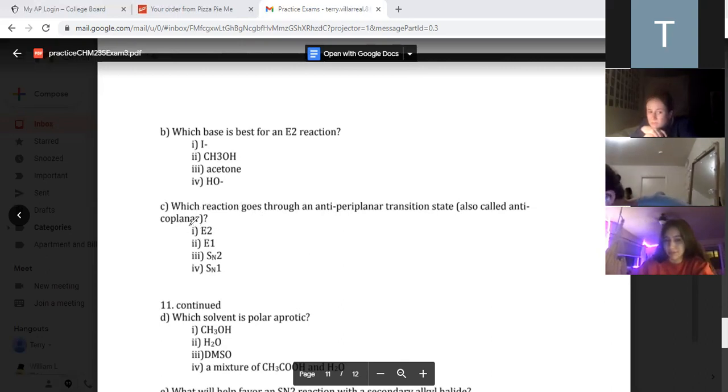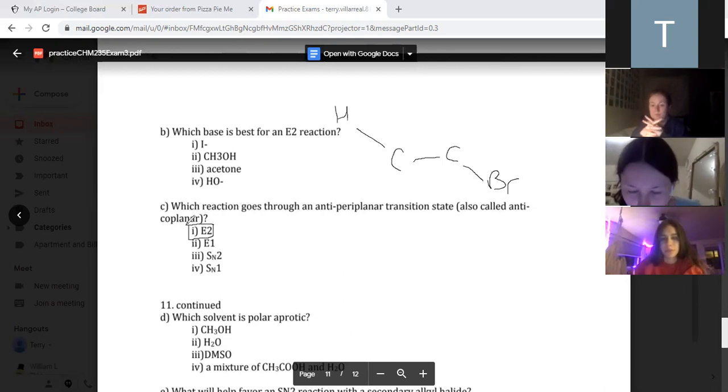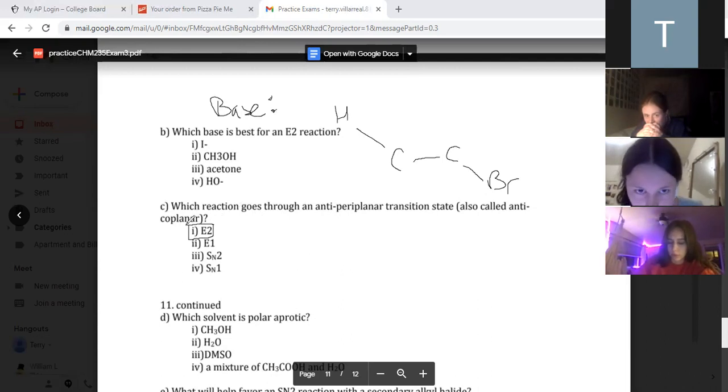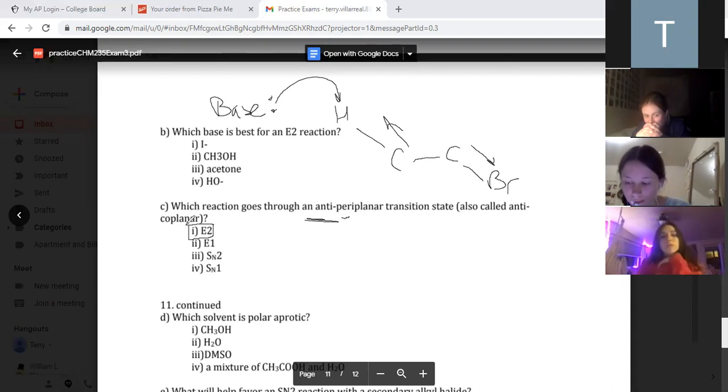Anti-periplanar is going to be E2. What this means is that when you have your elimination and your base comes in and takes your proton, the proton and the leaving group have to be pointing in opposite directions, right? Your hydrogen's pointing this way, your leaving group is pointing that way, so that's what the anti means. Periplanar or coplanar means that they are in the same plane. Does that make sense?